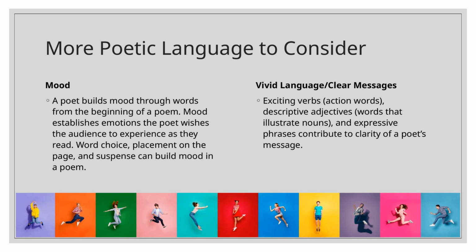What else should you consider? A poet builds mood through words from the beginning of a poem. Mood establishes emotions the poet wishes the audience to experience as they read. Word choice, placement on the page, and suspense can build mood in a poem. Poets also utilize vivid language and clear messages. Exciting verbs, action words, descriptive adjectives, words that illustrate nouns, and expressive phrases contribute to the clarity of a poet's message.